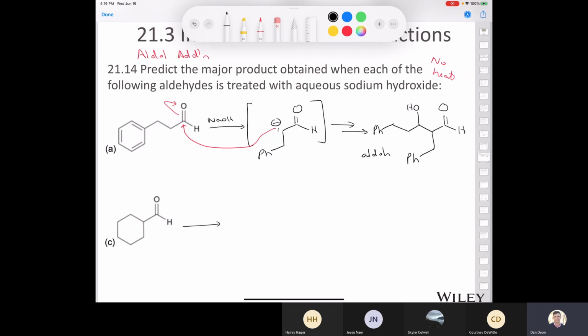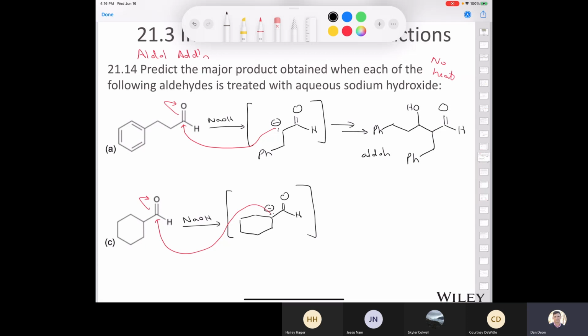We take this, we treat it with sodium hydroxide. There's only one possible enolate, right? Because this is the only alpha proton in the molecule. So I would end up with this enolate, the negative charge here, like that. Now that is going to do a nucleophilic attack. Okay, it's going to do a nucleophilic attack on the carbonyl like this.